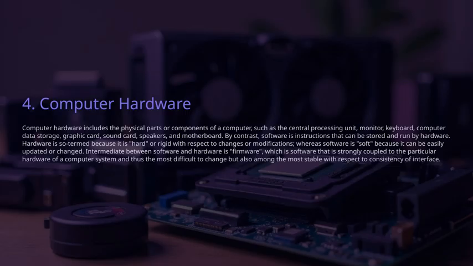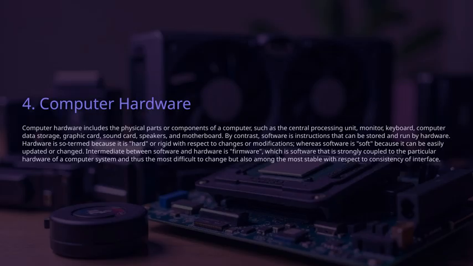Software, on the other hand, consists of instructions or programs that tell the hardware what to do. Think of hardware as hard because it's rigid and not easily changed, while software is soft because it can be updated or modified quickly. There's also an interesting middle ground called firmware. Firmware is a special type of software that is embedded into hardware, tightly linked to specific components. It's the most challenging to change but remains very stable, ensuring consistent operation across the system.